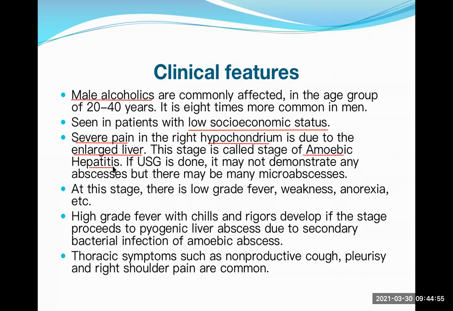It is a very early stage. If ultrasound is done in this stage, it may not demonstrate any abscess, but there may be many micro abscesses. These are very, very small collections of pus here and there. But remember what happens later. Most of these abscesses will coalesce or fuse together to form a single big abscess. This is the hallmark of amebic liver abscess. At this stage of amebic hepatitis, there is low grade fever, weakness, anorexia, etc. These are very non-specific features. Without severe pain in the right hypochondriac area, we cannot even think of liver abscess here, because these are very non-specific features.